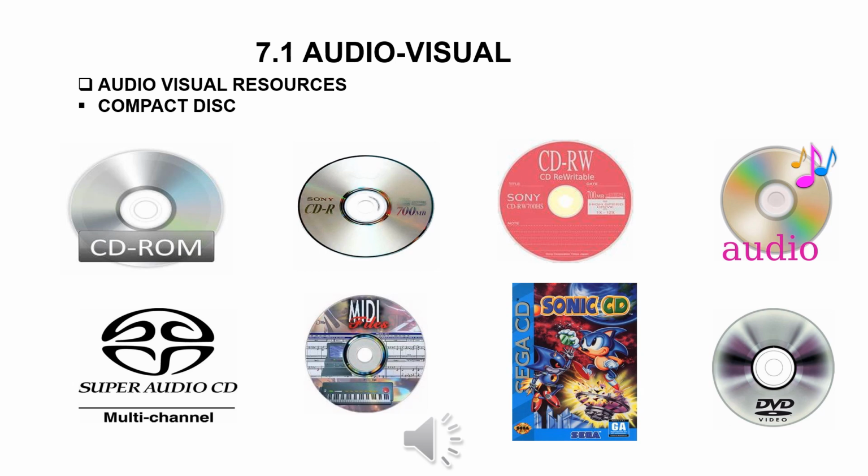CDRW, or rewritable compact disc. CDRW is a re-recordable medium. Data in this CD can be erased, and new data can be stored any number of times. A CDRW does not have as great a difference in reflectivity as a pressed CD or a CDR.